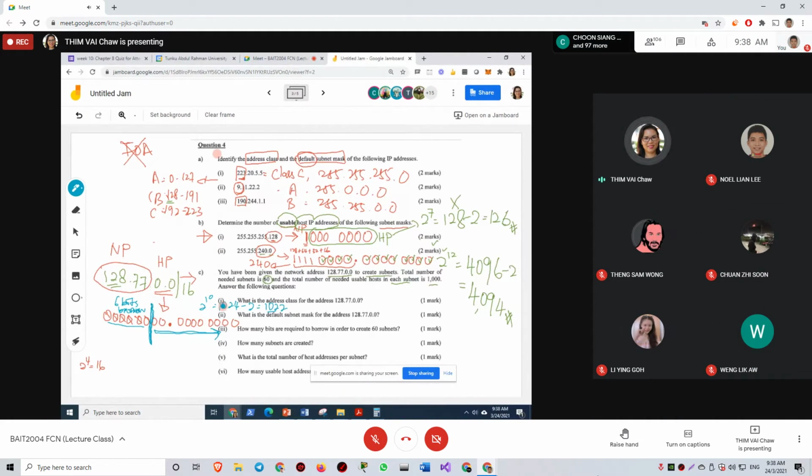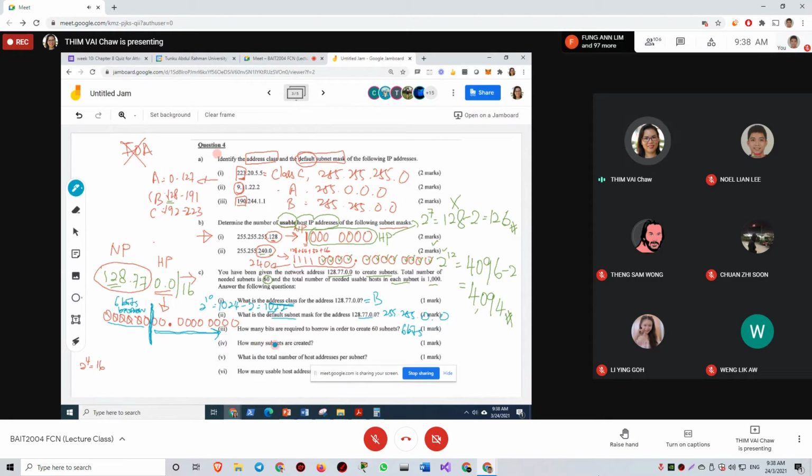What is the address class for 128.77.0.0? The answer is B, 1 mark. What is the default subnet mask for this particular address? The answer is 255.255.0.0, another 1 mark. How many bits are required to borrow in order to create 60 subnets? The answer is 6 bits. You need to borrow 6 bits.